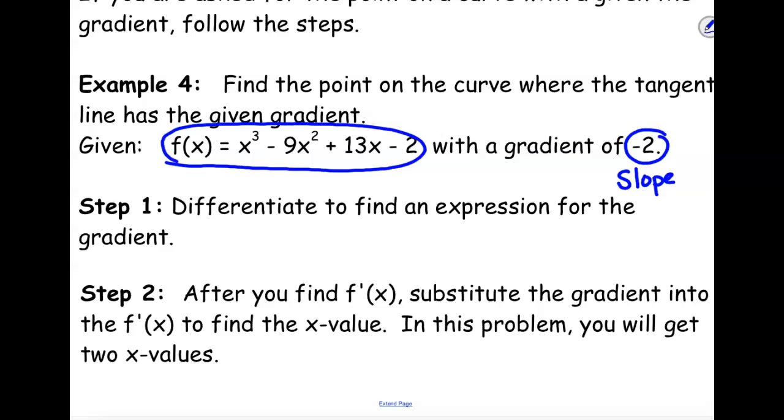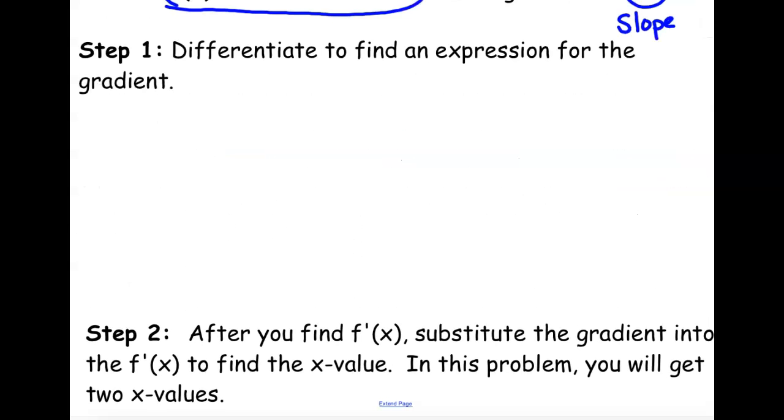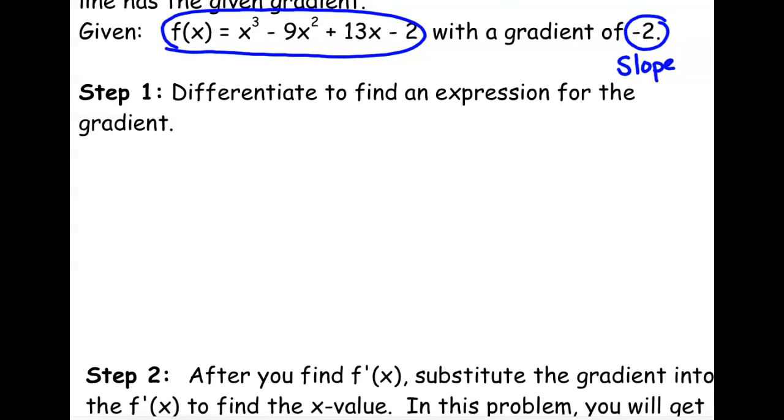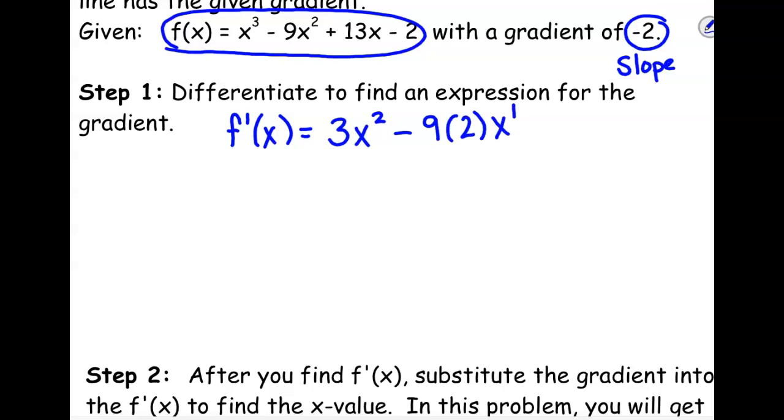for that tangent line. Step one, we're going to go ahead and differentiate the function. So we're going to use our power rule and differentiate it. All right. So here's our function, f dash x equals, bring down the 3, x, subtract the exponent, minus 9, bring down the 2, x, subtract the exponent, plus 13, bring down the 1, x, subtract the exponent. The last term, negative 2, is a constant, so that just becomes 0.